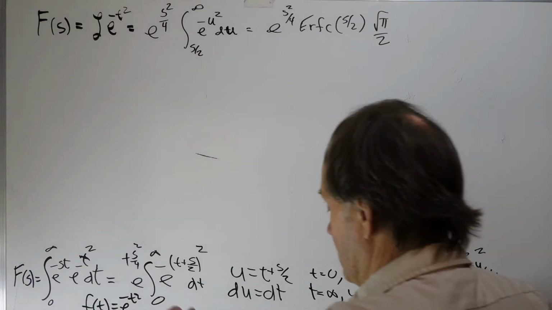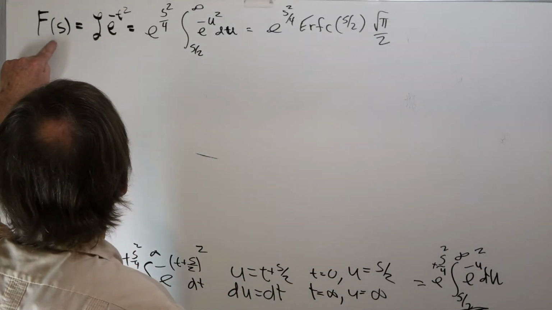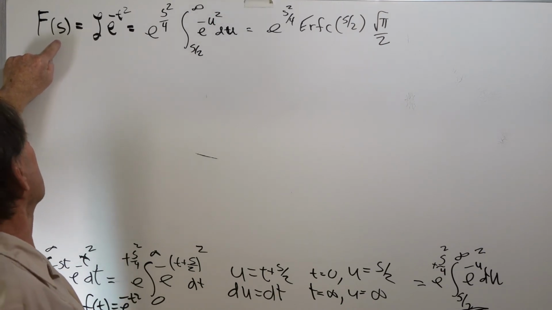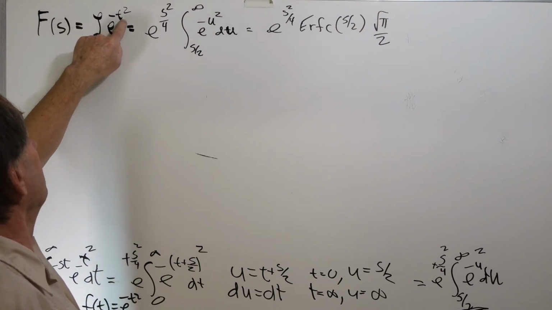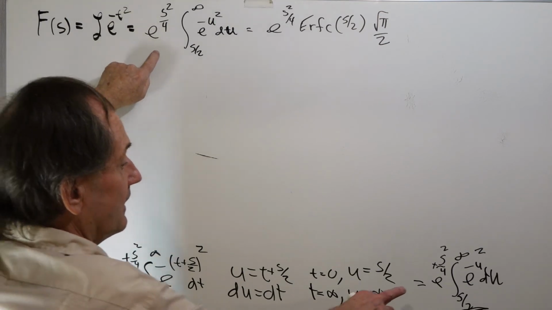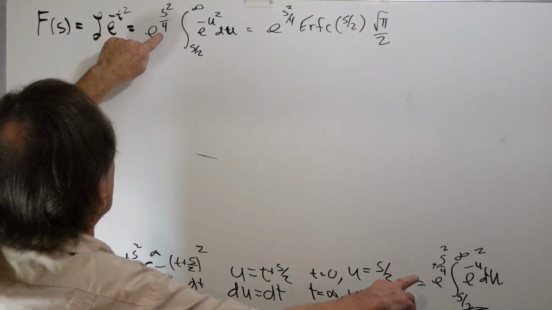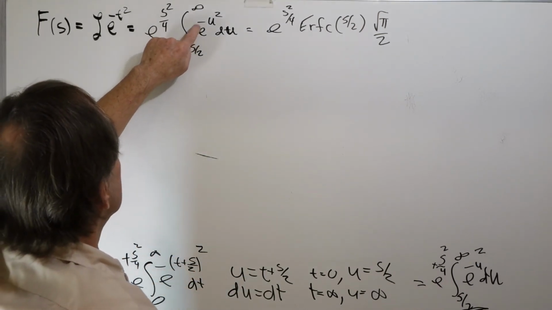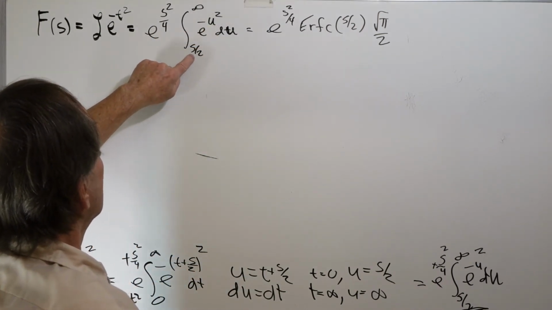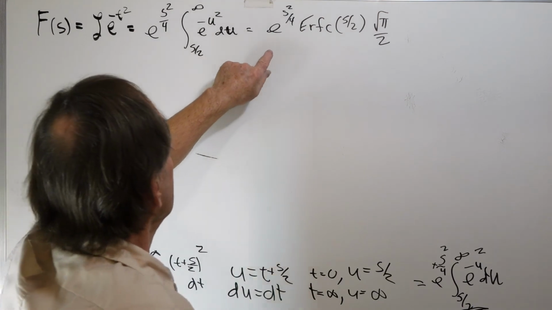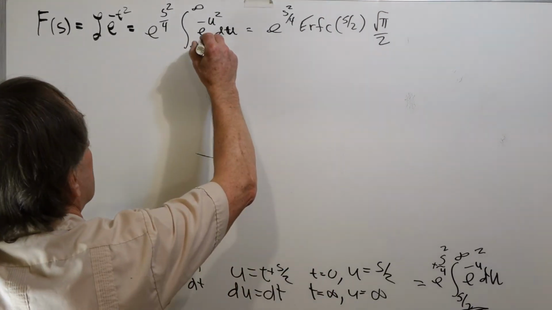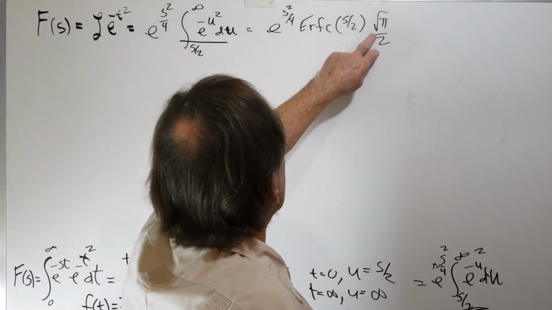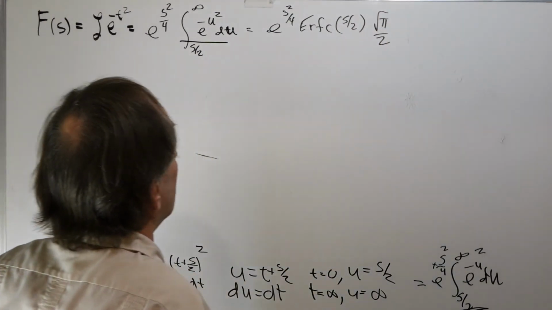So what we have now, putting up here, is cap F of s, which is the Laplace transform of e to the minus t squared. It's e to the s squared over 4 times the integral of e to the minus u squared du from s over 2 to infinity. And we recognize this particular integral as being the complementary error function times the square root of pi over 2.